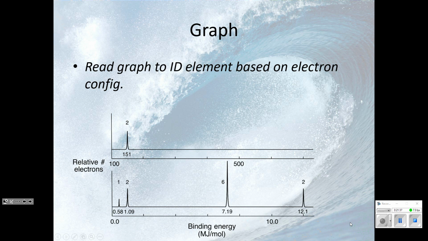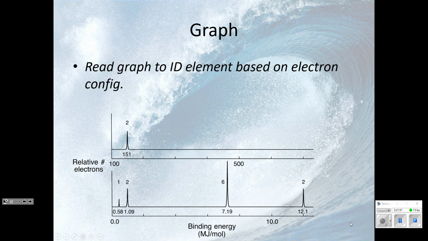And what it shows on the x-axis is the amount of energy it takes to eject electrons. The y-axis is the relative number of electrons. So they kind of show peaks. This peak is worth 2 electrons. This is worth 2. This is worth 6. This is worth 2. This is worth 1.